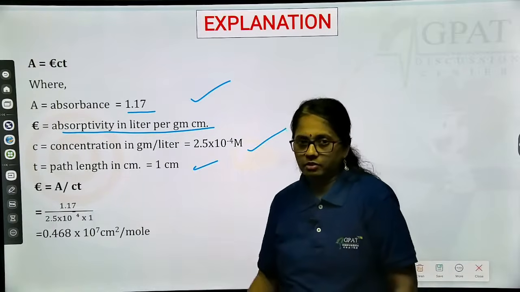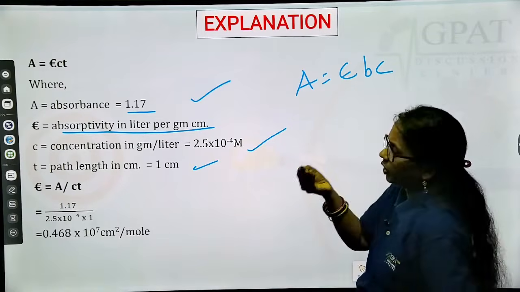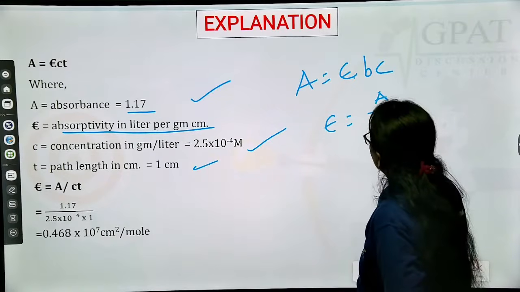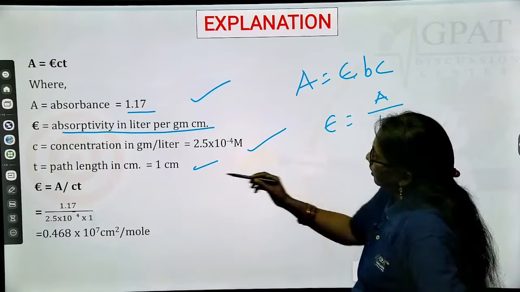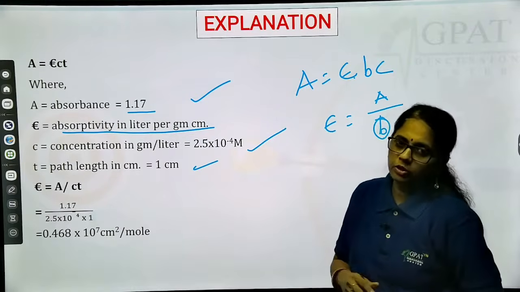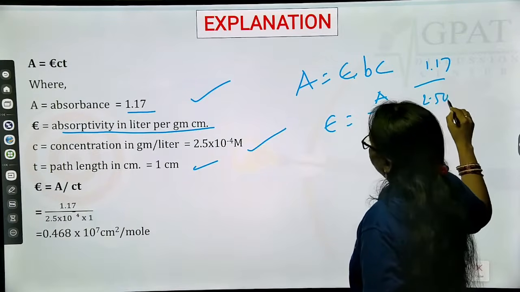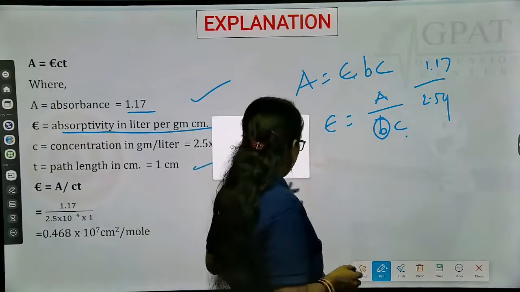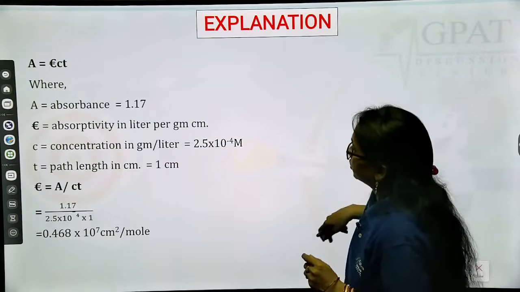How we are going to calculate this? A equal to epsilon into BC, the same thing what we have done. So we require epsilon, so epsilon equal to A by BC. Simply calculate 1.17 divided by the path length, which is 1, so no need to bother about this. C is 2.5 into 10 to the power of minus 4. So 1.17 divided by 2.5. If you simplify this factor, you will get the answer. No need to bother about the 10 to the power terms.